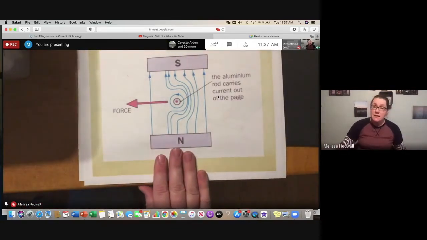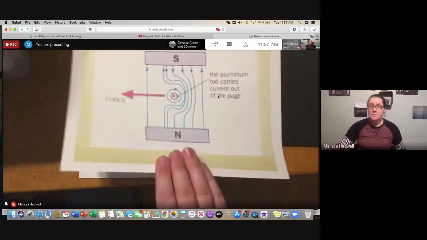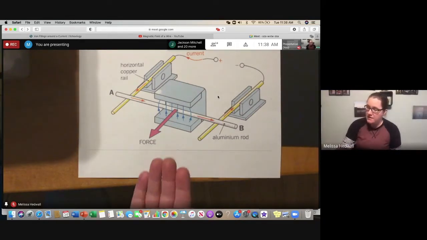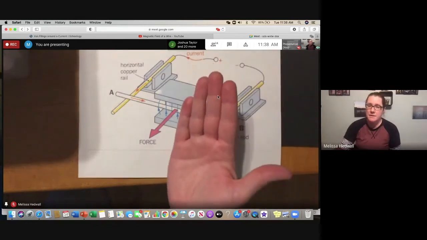Another way we can look at this is with another right-hand rule. This time we have three things in play. Our magnetic field is our fingers, and our current will be our thumb. When you have your magnetic field and your current, wherever your palm points is the push of the force.